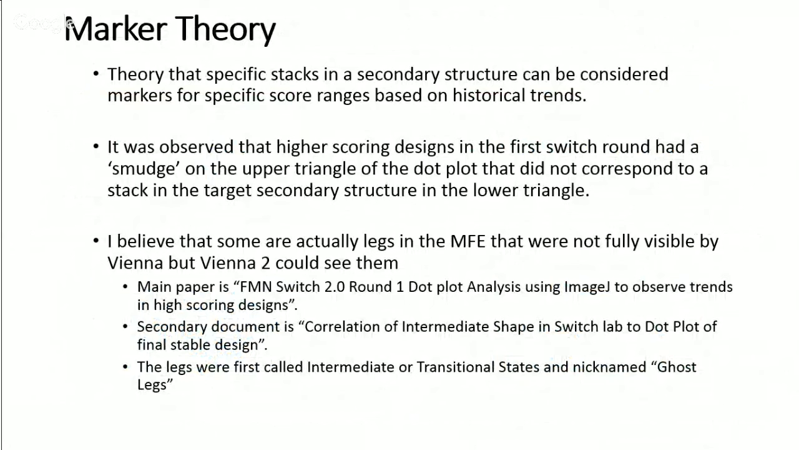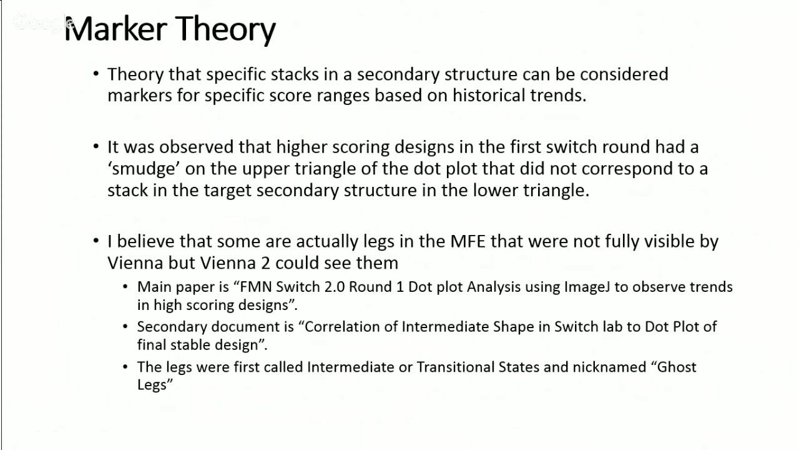This is a theory that specific stacks in a secondary structure can be considered markers for specific score ranges based on historical trends. It was observed that higher scoring designs in the first switch round had a smudge on the upper triangle of the dot plot that did not correspond to a stack in the target secondary structure, which was given in the lower triangle, if you're familiar with Vienna 2 dot plots. Now, I believe that some of these smudges are actually legs in the MFE that were not fully visible by Vienna. You could see them, because back then we were using Vienna, and then we started using Vienna 2 later on.